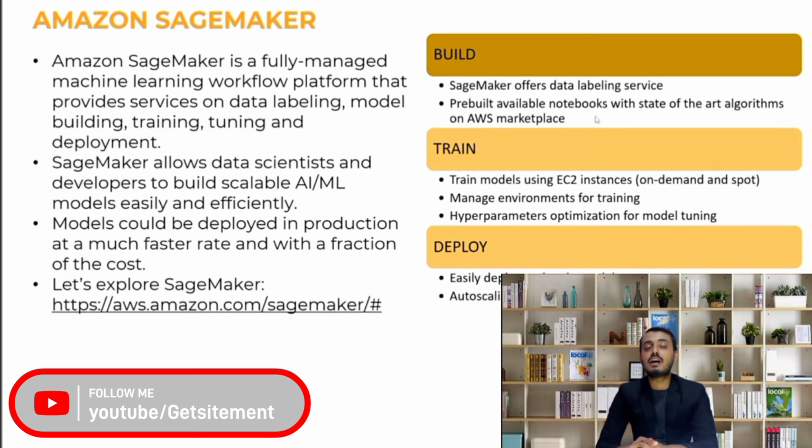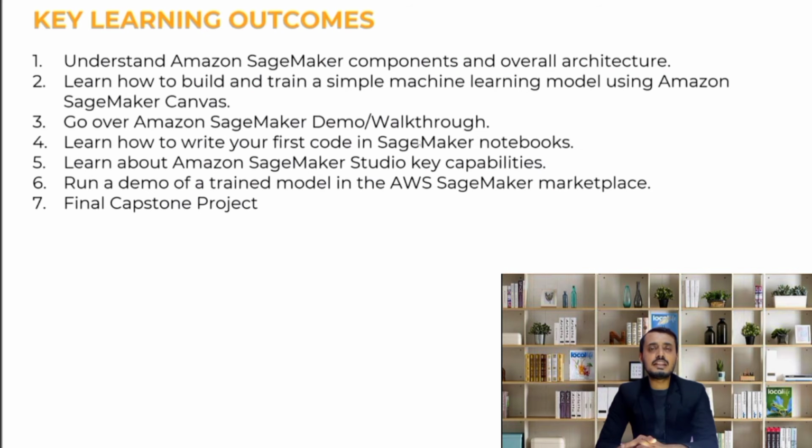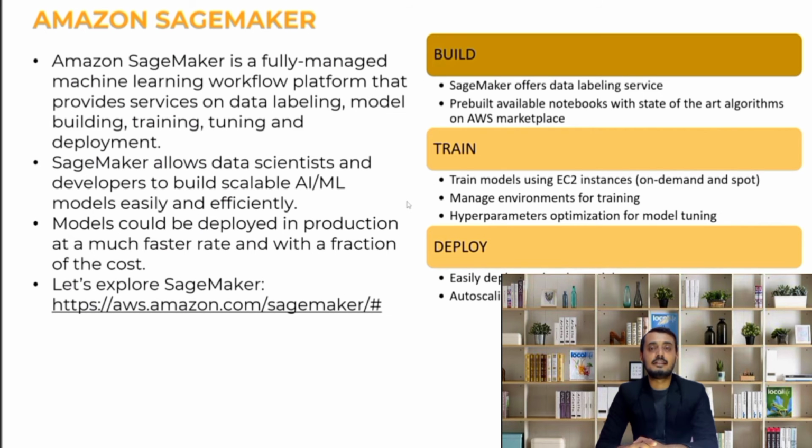So let's go ahead and learn about Amazon SageMaker in general. Amazon SageMaker is a fully managed machine learning workflow platform that provides services for data labeling, model building, training, inference, and deployment. Essentially, you don't need to worry about setting up any infrastructure or environment. All I need to do is use Amazon SageMaker, and it is a fully managed service. It contains everything in there and it has tons and tons of capabilities.